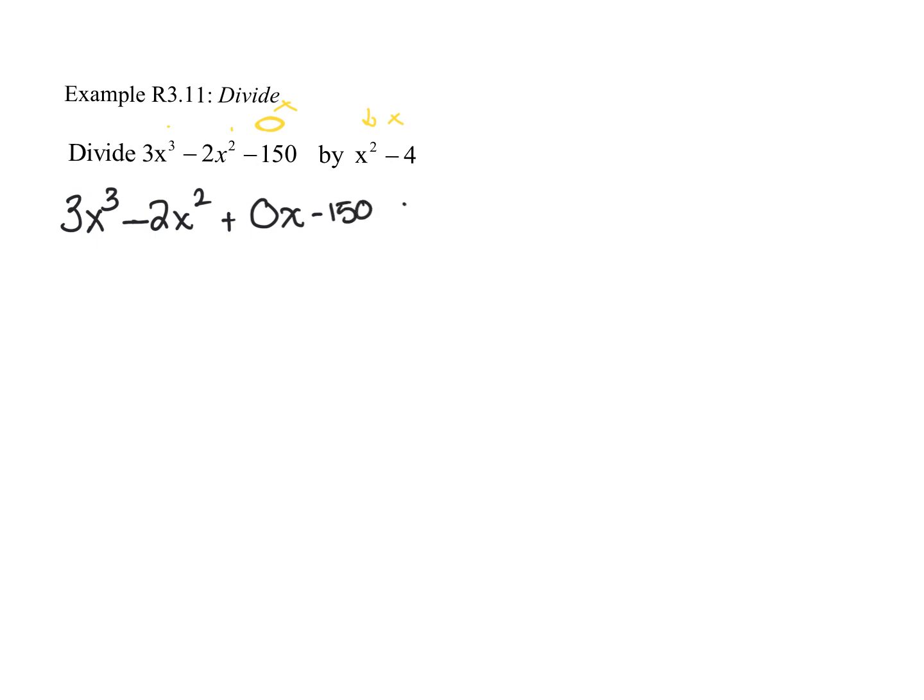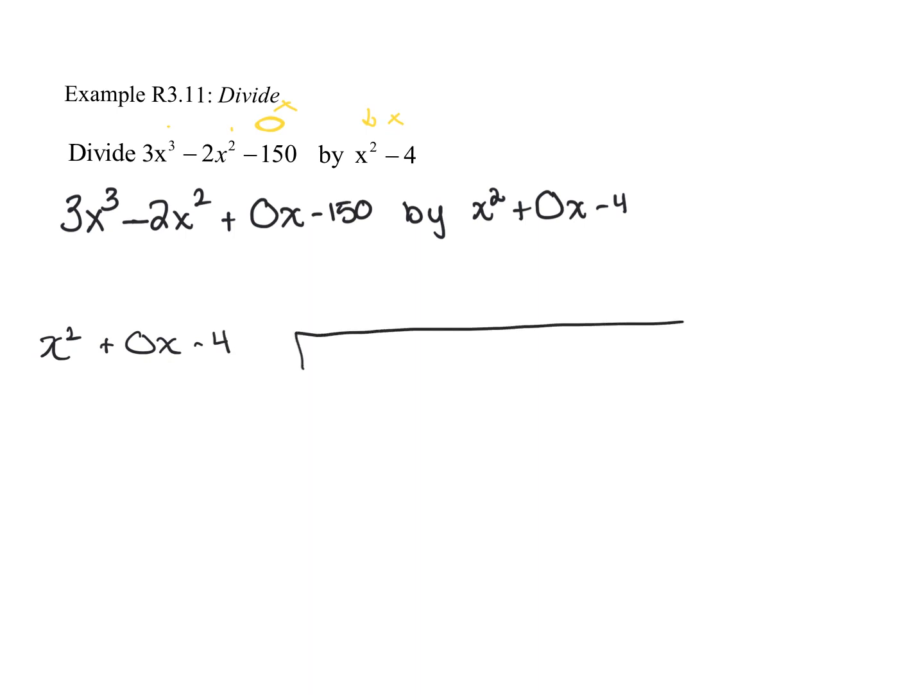And then we're going to divide this by x squared plus 0x minus 4. So now that we have it in order and we've put in our missing terms, we can reassign this. So let's set the problem up. We get x squared plus 0x minus 4. And then we're going to do 3x cubed minus 2x squared plus 0x minus 150.